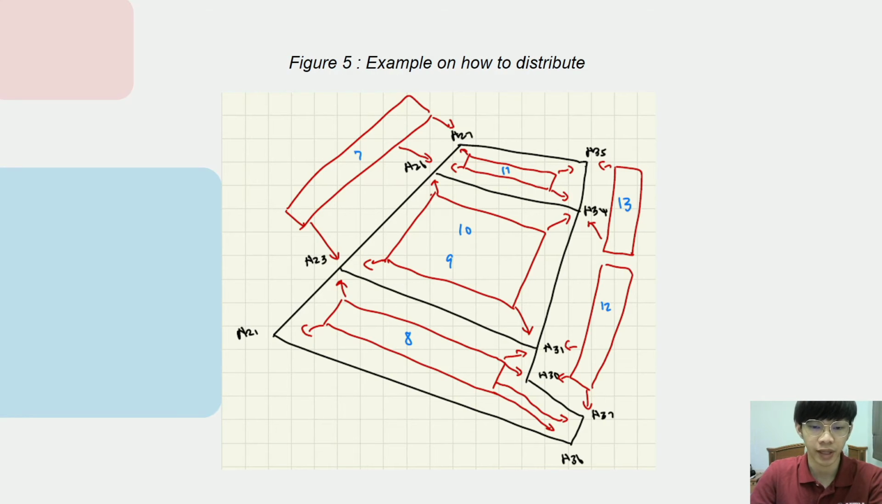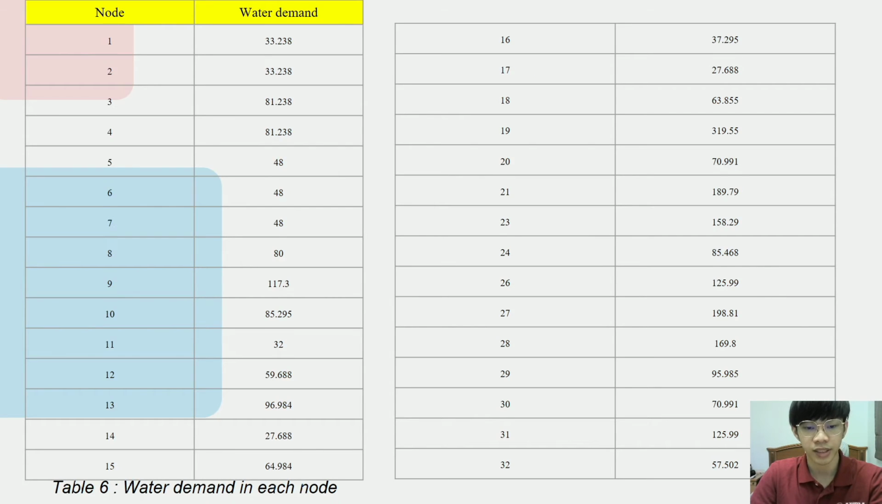For example, for group 8, there are 6 nodes around it. So I calculate the total water demand needed by group 8, then divide by 6 and distribute it to each node. This table shows the water demand in each node after balancing the flow.